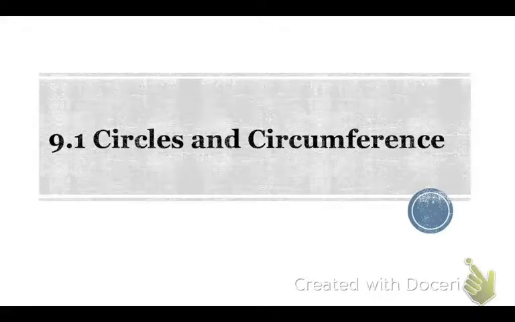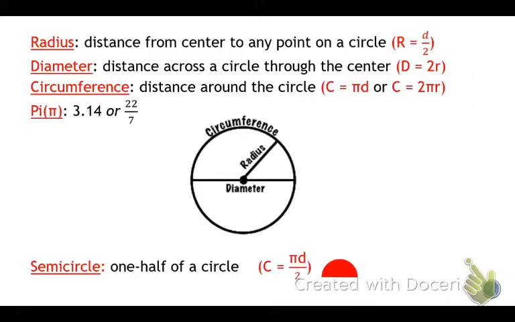All right, so we've got 2 chapters left, 9 and 10, and both of these chapters have to do with geometry. So today we're going to talk about circles and circumference, okay? Here we go. Go ahead and write these vocab words down.